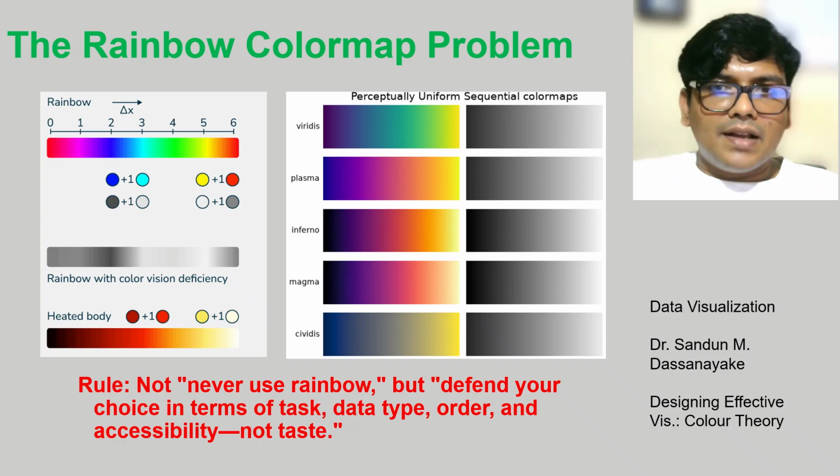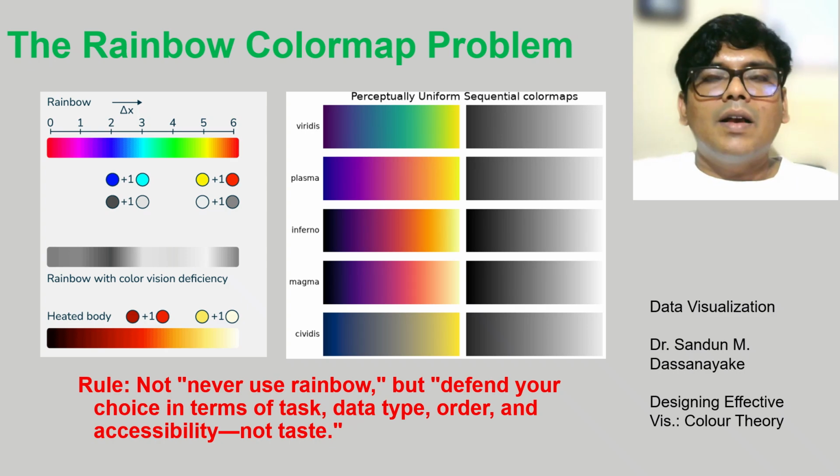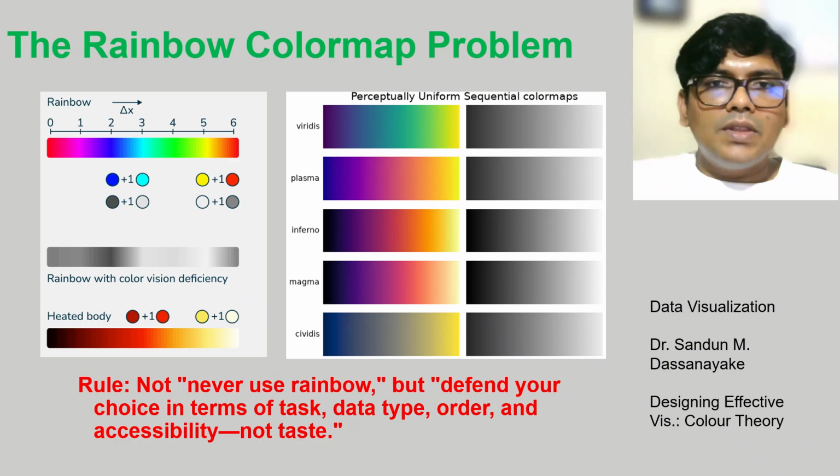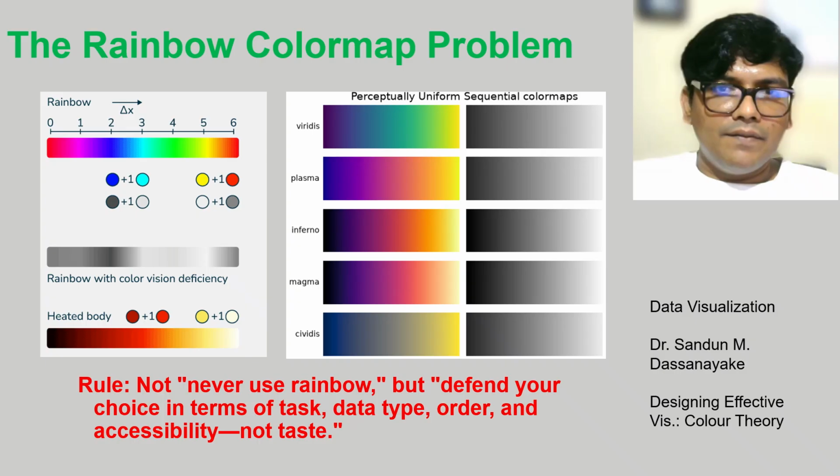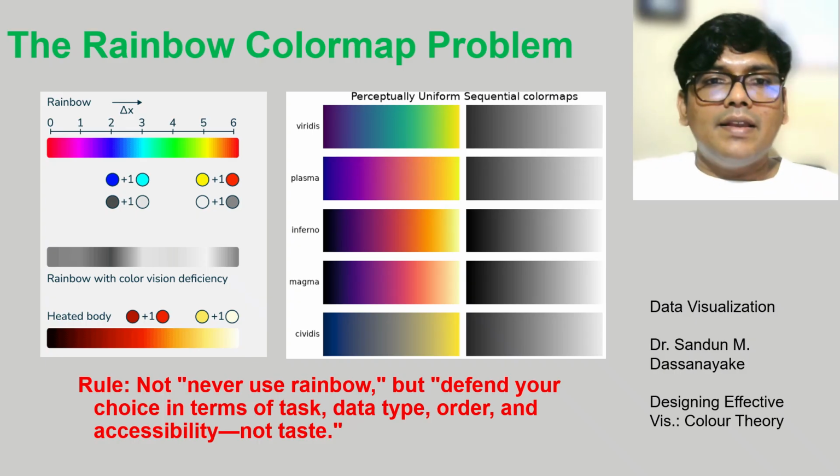The good news is that there's a family of color scales built specifically to fix this. Viridis, Plasma, Inferno, Magma, and Cividis. They all shift smoothly from light to dark. They work for colorblind viewers, and they let the actual data speak rather than adding visual noise.